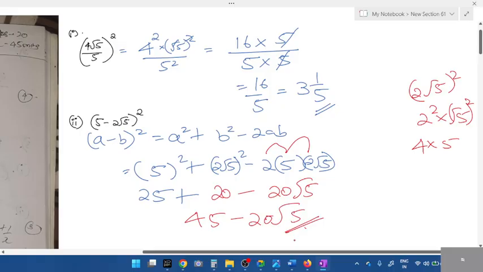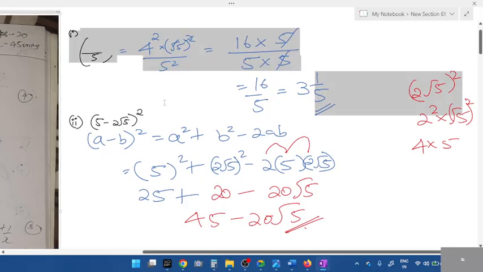This is how you have to solve, students. So you'll get two questions, one plus and one minus question. A plus b the whole square, and a minus b. This is a minus b the whole square. Okay, next question.